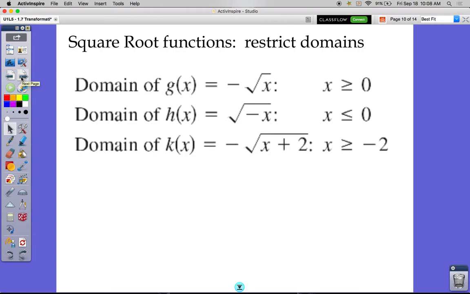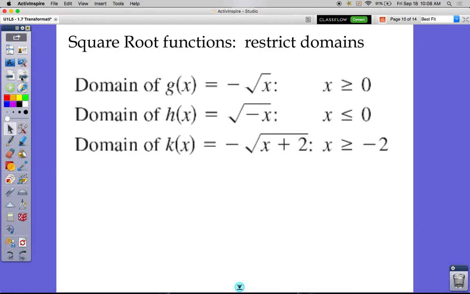Keep in mind, when it comes to square root functions, functions that have a restricted domain, any transformations that take place have to go along with it. So the domain of the original square root function, the square root of x, if I make that negative, I've reflected that vertically, I'm not affecting the x values.